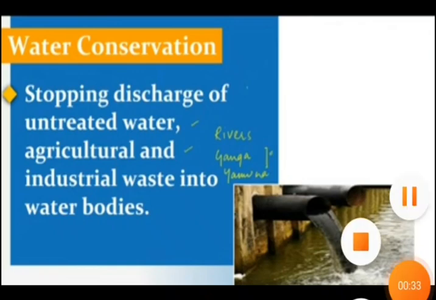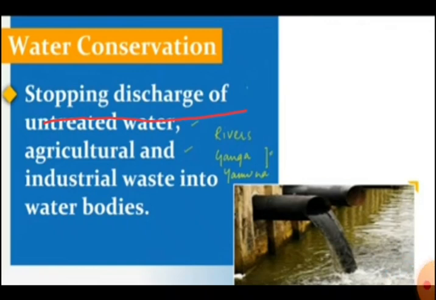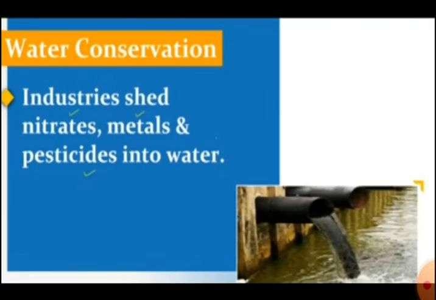First of all, stop wasting water and stop the discharge of untreated water, agricultural and industrial waste, into water bodies. Sewage, agricultural chemicals and industrial waste pollute the water with nitrates, metals and pesticides.